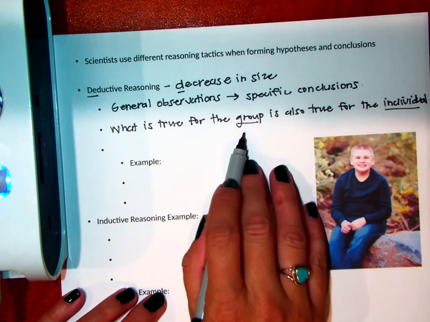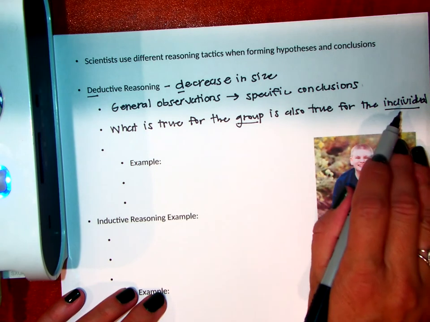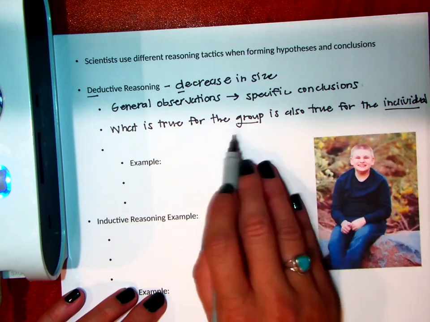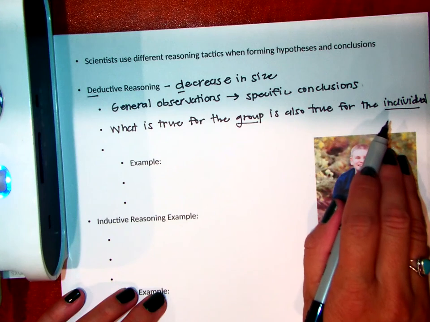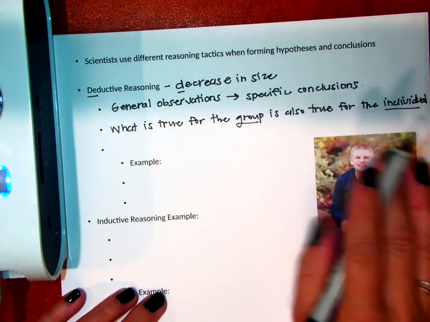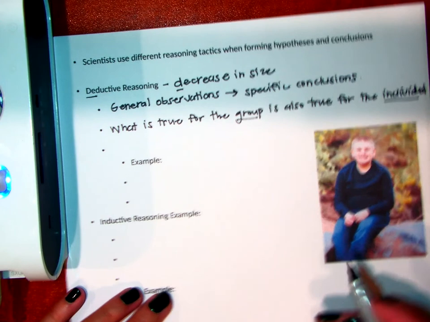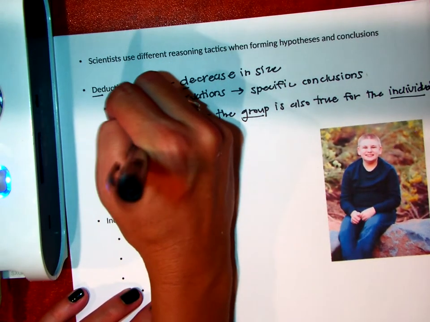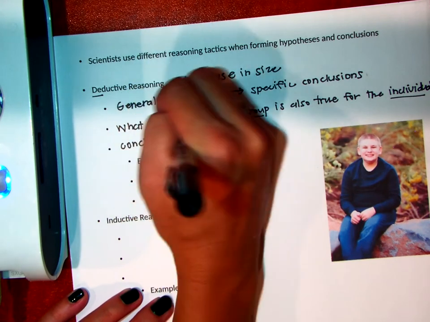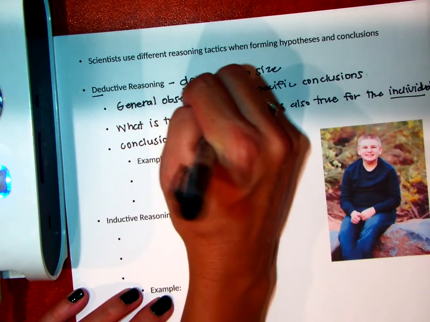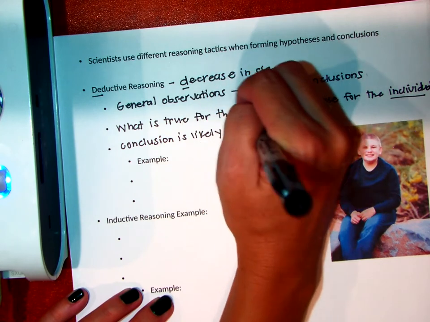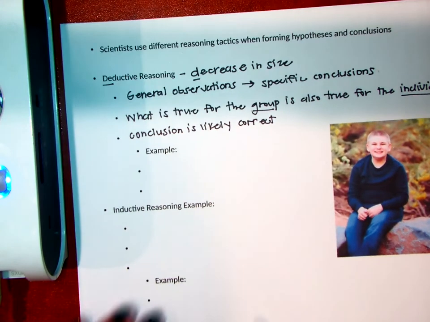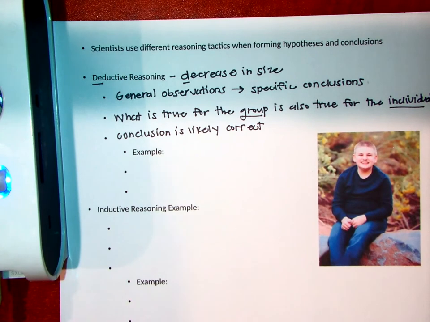So you're taking a general observation and making a specific conclusion. You're decreasing in size from a group to an individual person or sample or whatever. And with this one, your conclusion is likely correct. So deductive reasoning would be a good type of reasoning to use when forming hypotheses and conclusions.